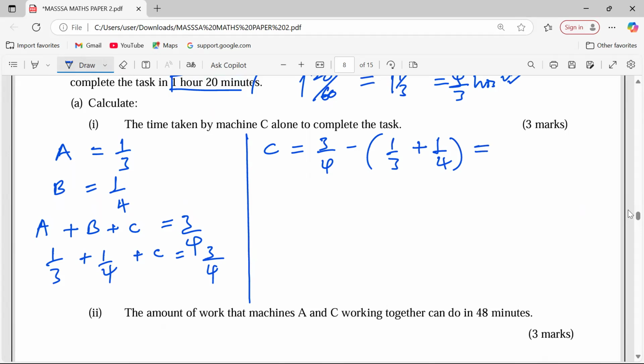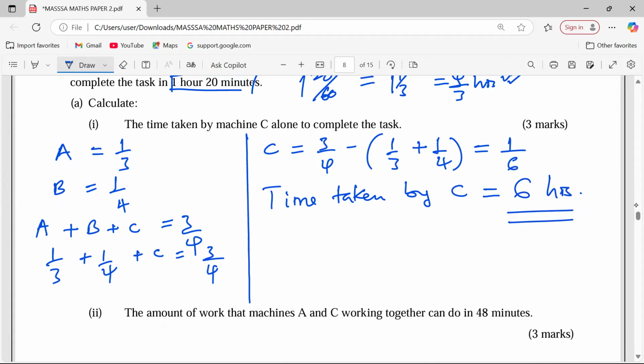So let me work out that. 3/4 minus, I open brackets, a third plus a quarter. This gives us 1/6. So C working alone works 1/6 of the task in 1 hour. That means the time taken by C is now going to be 6 hours, the reciprocal.